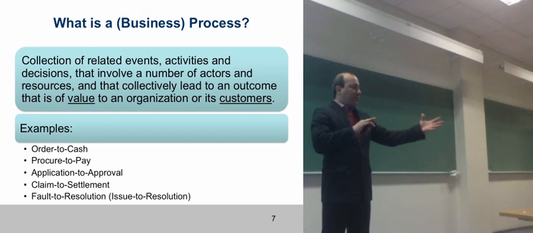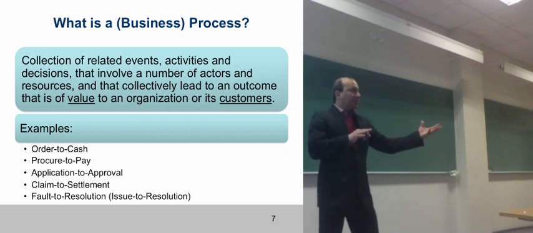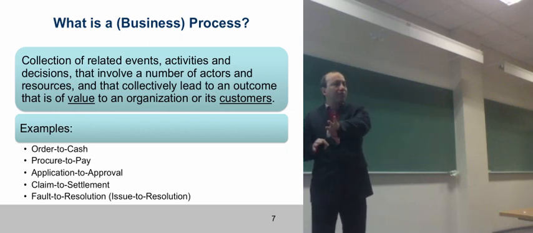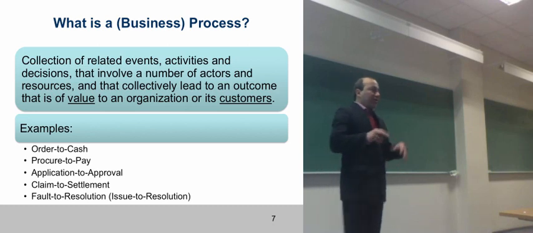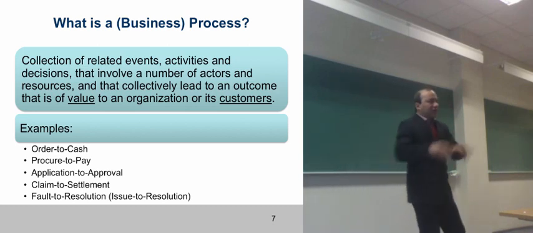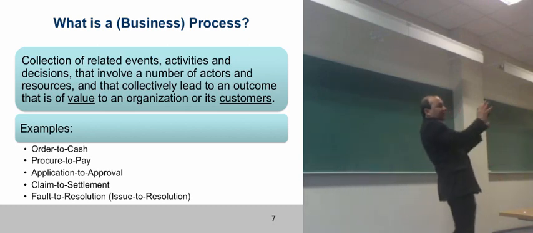For every order to cash process of one organization, at any point in time, any instance of this process has a corresponding procure to pay process in some other organization. And the same organization that is doing the order to cash somewhere else might be doing a procure to pay at the same time, right?